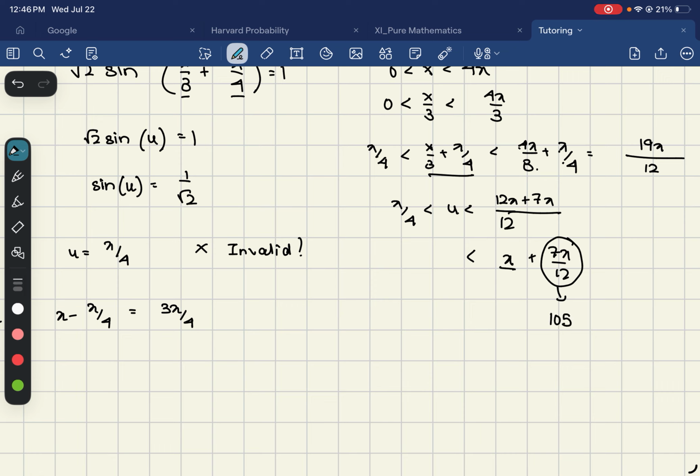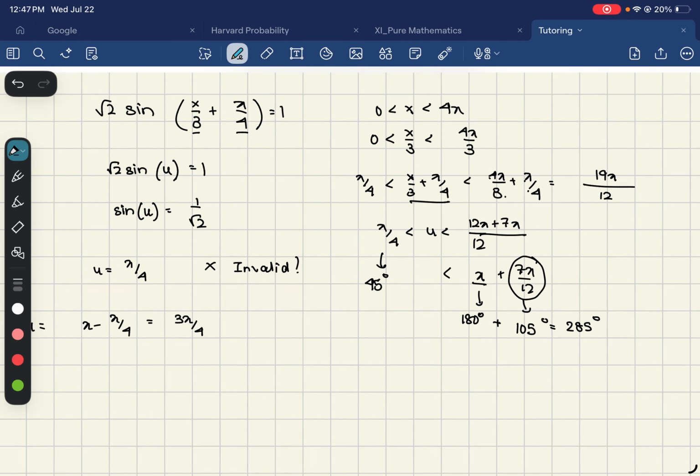So it goes up to the fourth quadrant, right? So in degrees, this is 180. Pi over 12 is 15 degrees. And 7 times 15 is 105. So if you add them together, you are going up to the maximum. In degrees, your u is between 45 degrees and 180 plus 105, which is 285 degrees.